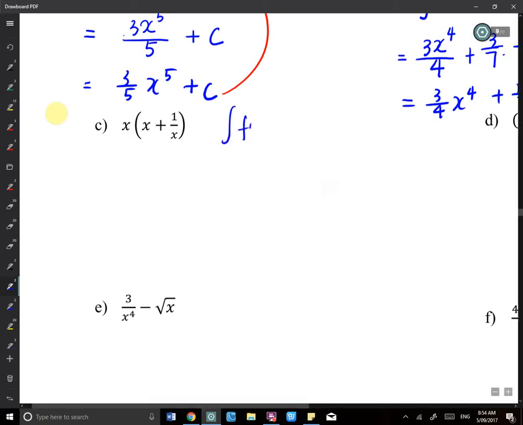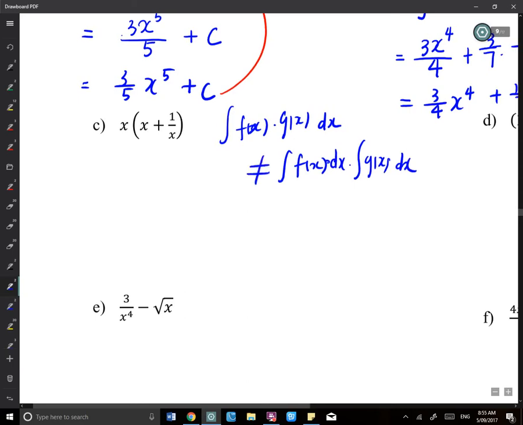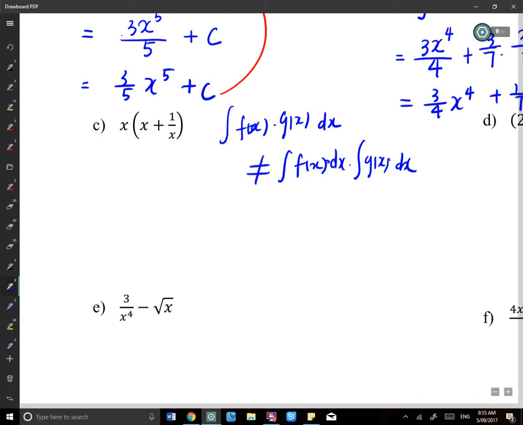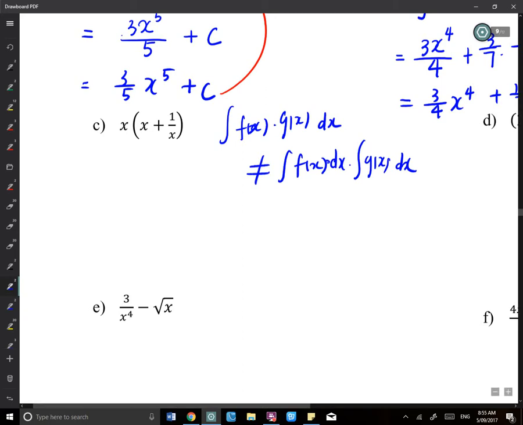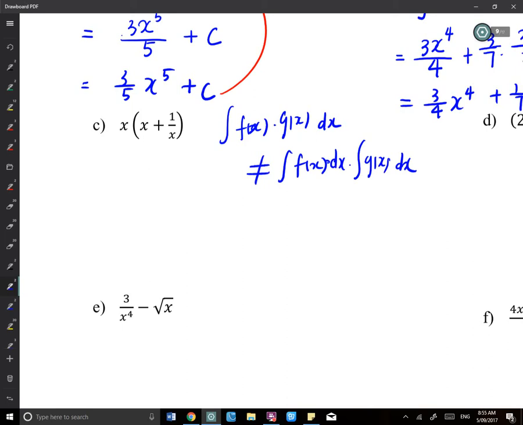If you integral fx times gx dx, it is not equivalent to integrating fx first and then times the integral of gx. Okay, they are not equal. So you can't do that. You don't need to copy that. Just only plus or minus works. Others won't work. So I need to expand it to make it plus minus form.